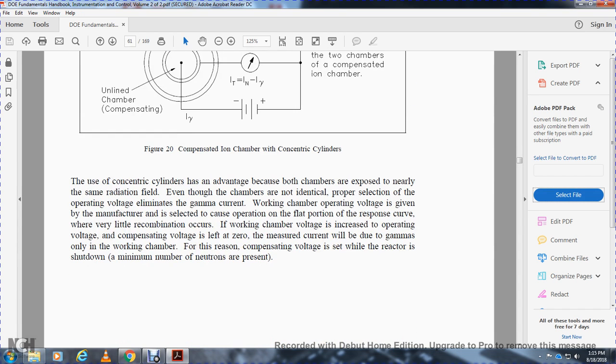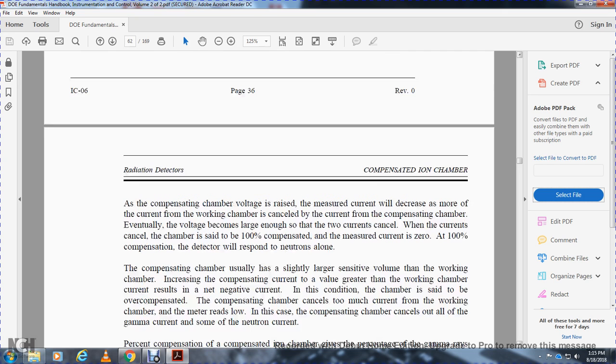The use of concentric cylinders gives both chambers nearly the same radiation exposure, even though the chambers are not technically identical. Proper selection of the operating voltage limits the gamma current in the working chamber. The operating voltage is given by the manufacturer, at the flat portion of the response curve, where there is little recombination. With the working chamber at the operating voltage, the compensating voltage is adjusted to zero the current due to gamma only, with the reactor shut down and the minimum number of neutrons present.